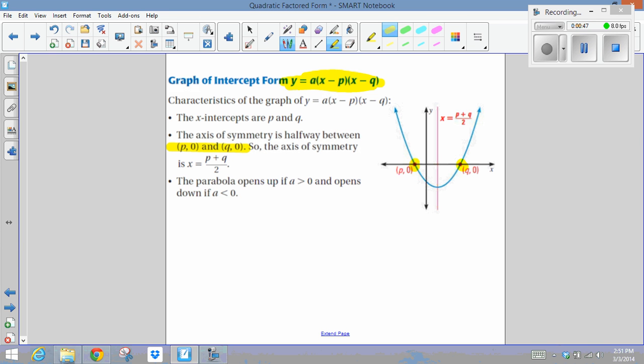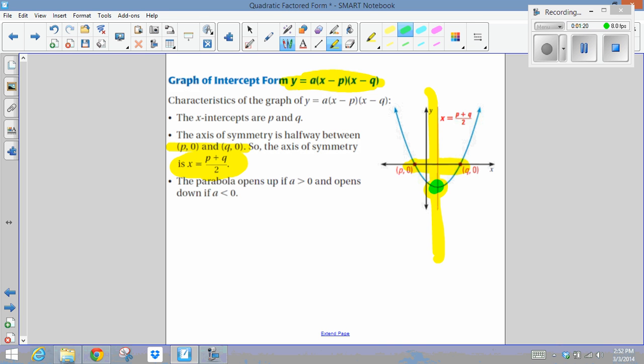Now, the only other thing I need to know besides those two points is my vertex. The axis of symmetry, which if you'll remember goes through the vertex, is going to be p plus q over 2. That is because my two roots you would expect to be the same distance from my line of symmetry. So we're basically just taking an average. We're adding them together, finding the distance between the two of them, dividing by 2, and that gives me this point here in the middle where my vertex is.